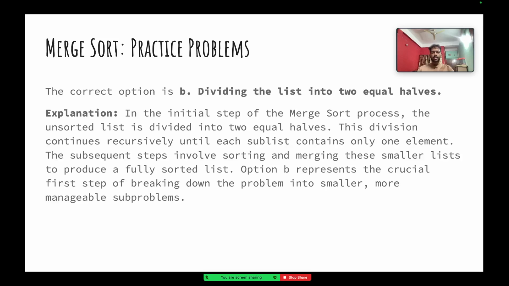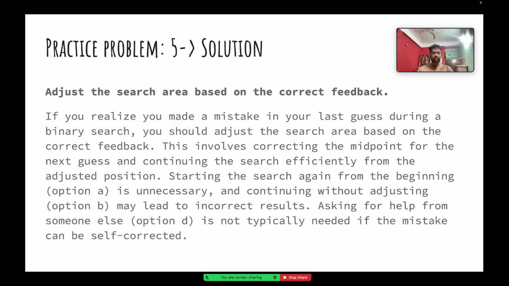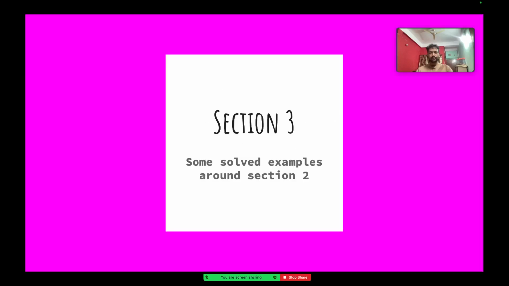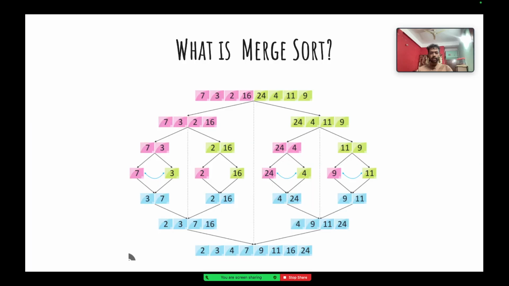The right option is B, dividing the list into two equal halves. I'll show you the graphic again, as I showed you for binary search. For merge sort, this should be your go-to graphic. This is merge sort. What is happening in the first place? An array of numbers is placed in random order. What you do is split it into two halves. That's the first step you do. The basic step is first splitting. That's what merge sort is.